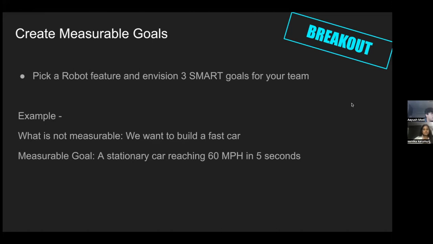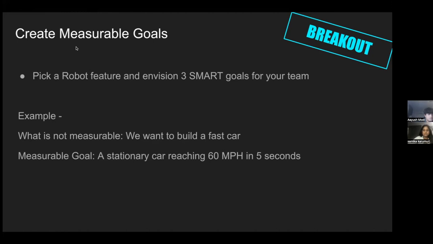Cool. So I hope you guys had some great conversation in your breakout rooms. So I'm going to ask if at least two or three breakout rooms could share what is a feature that you guys chose and some SMART goals that you guys made for your feature. Yeah, go ahead, Aaron.